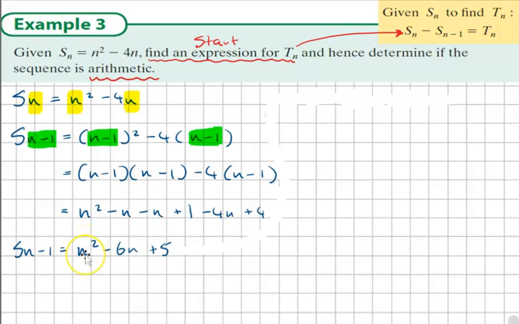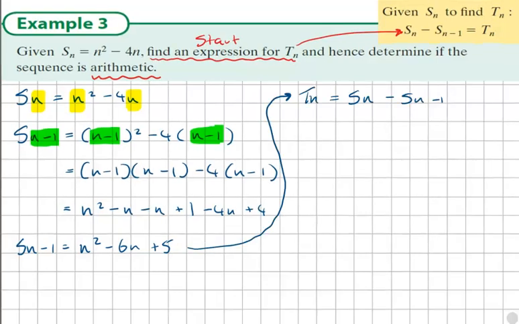So we bring down the n squared, minus n, minus 4n is minus 6n, and 1 plus 4 makes 5. So Sn minus 1 can be simplified to n squared minus 6n plus 5. So Tn is going to be Sn minus Sn minus 1. So that's from our rule in the yellow box.